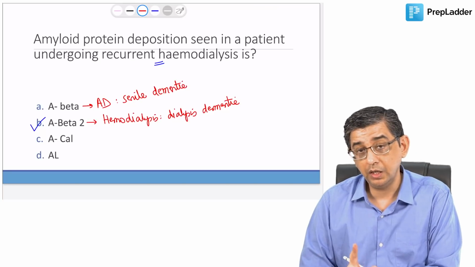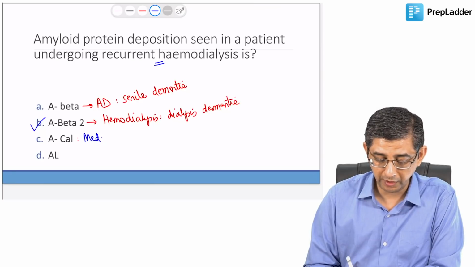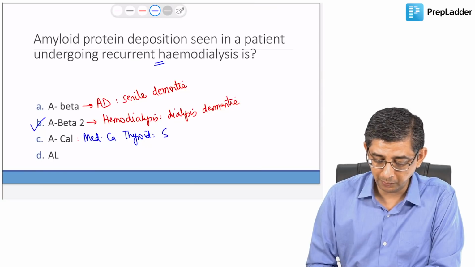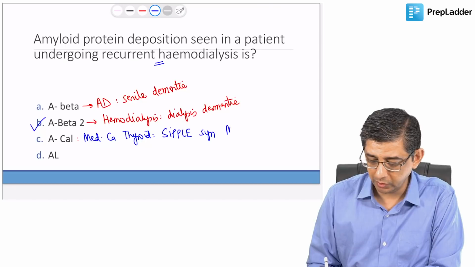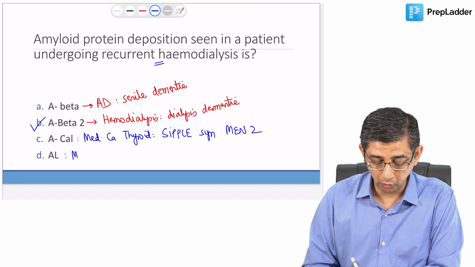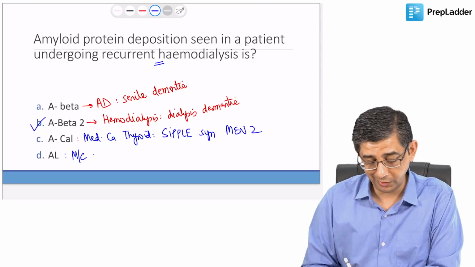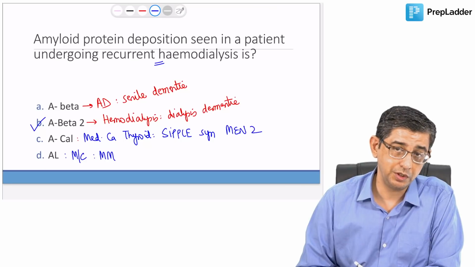beta. ACal is what you read with, I hope you recall that, medullary carcinoma thyroid. And medullary carcinoma thyroid has been taught to you in the literature of Sipple syndrome, which is also called multiple endocrine neoplasia type 2. And AL is the one which is overall the commonest type of amyloidosis. No, that is the one that you deal with in multiple myeloma. The correct answer to this question is option number B.